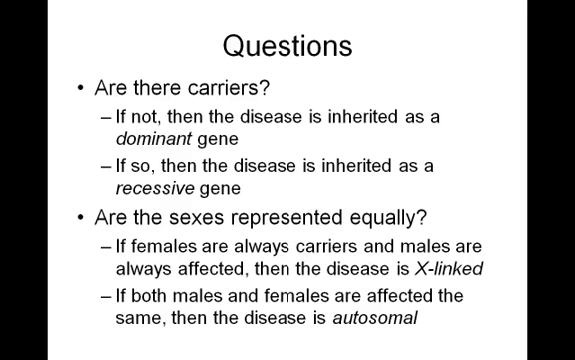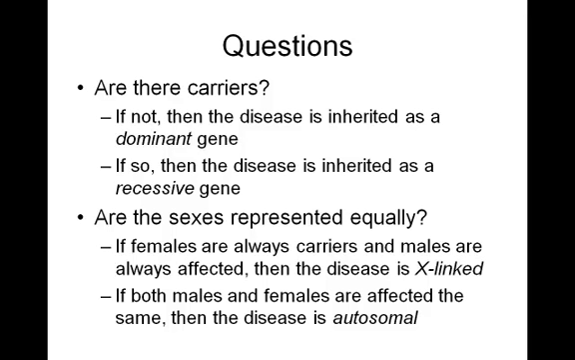There are two questions you have to ask when approaching a pedigree. First, are there carriers? In a disease which is inherited through a dominant gene, by definition, there can't be any carriers. If you get one copy of the gene, you're toast. If the disease is recessive, then people who have one copy of the gene are called carriers, and people who have two copies of the gene are toast.